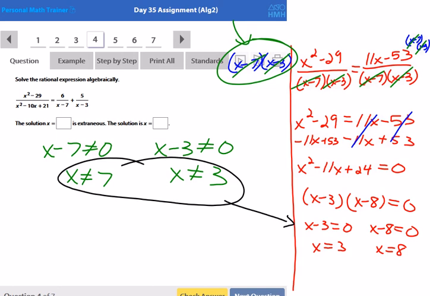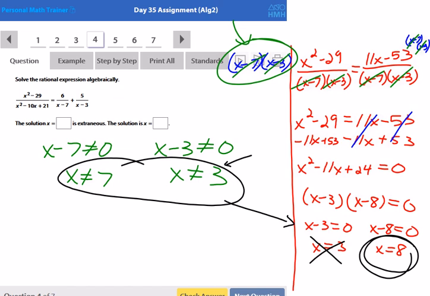So since x wants to be 3, but my restriction here says that x can't be 3, this solution is said to be extraneous. It does not count. You would not include it if the directions here just said solve. All you would say is that x is equal to 8, because the only other restriction is 7, and that doesn't match up. If for some reason this last restriction would have been 8, and 8 wasn't allowed either, then guess what? This equation would have no solution. But this equation does have a solution.